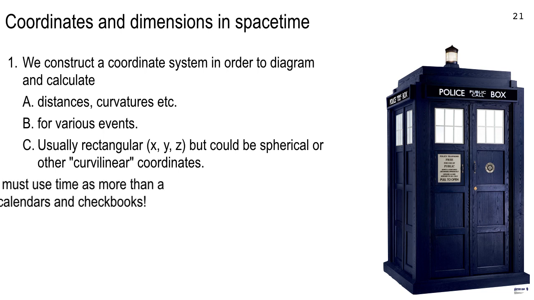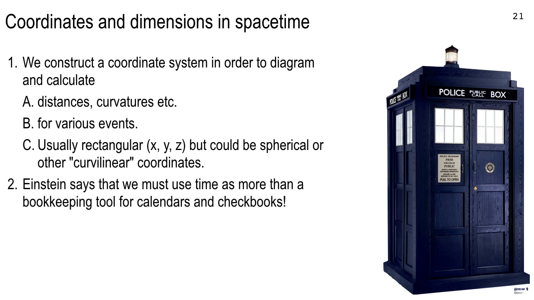Now, Einstein says that we have to use time as more than a bookkeeping tool. A bookkeeping tool, everybody uses them. You look at your bank statement from the bank online, and every debit that you put on your card has a time and a date, which is good. That's one way you can tell if it's a righteous debit or not. And that's your checking account.